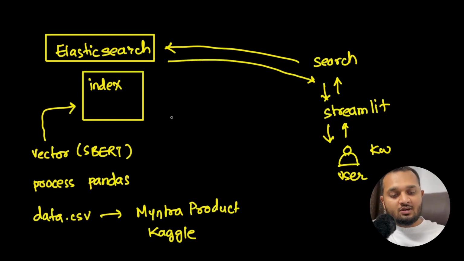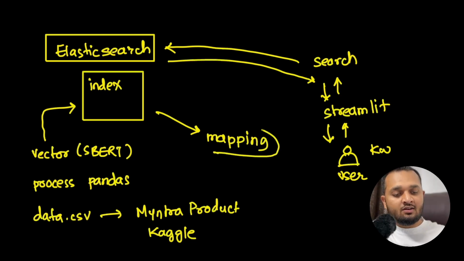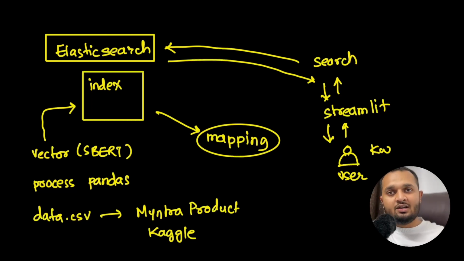One more thing, we'll make a mapping of this index. So what is this mapping? Basically, we'll define what kind of data we are going to insert in each field of this index. Once we do it, it will be more clear.